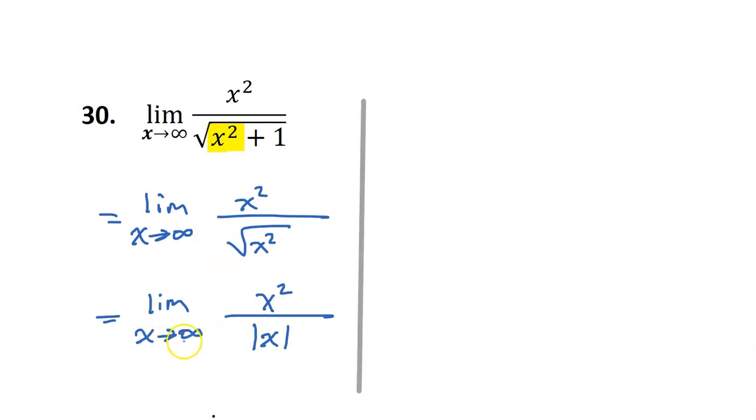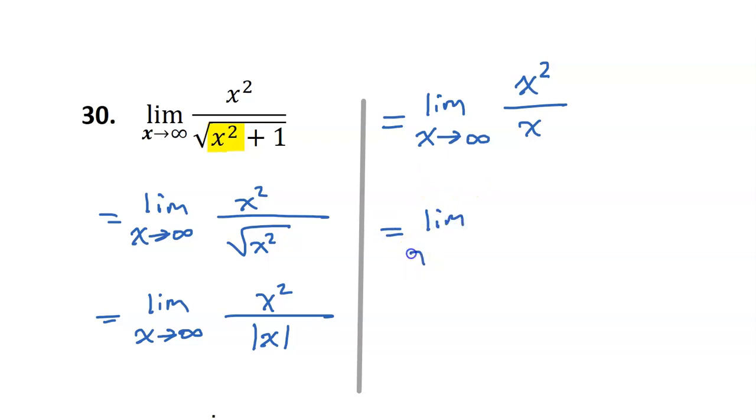However, because x is approaching positive infinity, we already know this is a positive number, so the absolute value is not really doing anything. So we get this, but of course this simplifies down to the limit as x approaches infinity of x, and we can see that this is just going to approach infinity. So again, the limit does not exist.